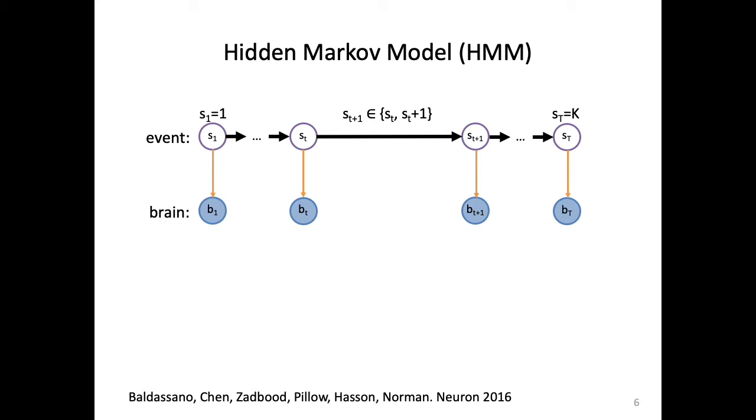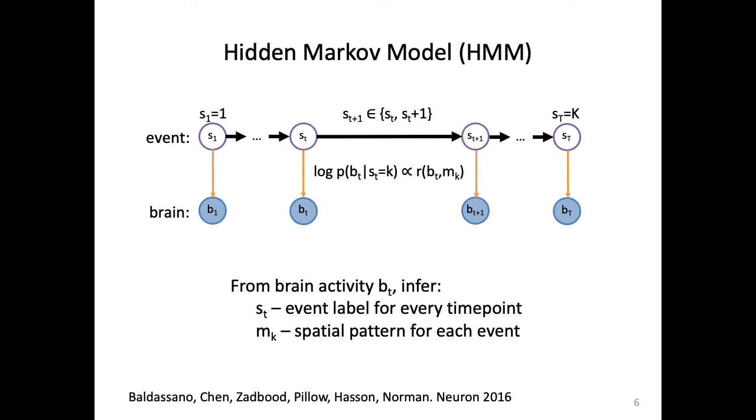What we assume is that every event has some characteristic pattern of activity, denoted as m sub k, and that all of the brain patterns during that event should be correlated with that characteristic pattern of activity. So given a sequence of brain activities, b sub t, we can try to infer both where these event boundaries are, so which event every time point belongs to, as well as what these characteristic event patterns are. The way the model does this is by alternating between estimating each of these variables until convergence.